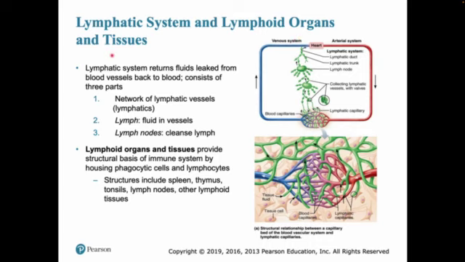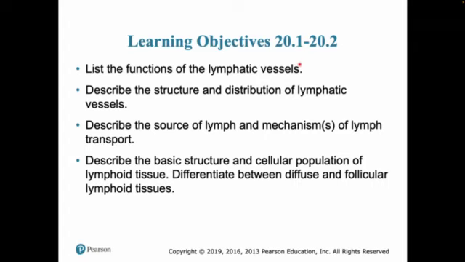It has three components, three parts: the network of lymphatic vessels, or the lymphatics actually, all the vessels; the fluid itself that passes through this; and then the lymph nodes that are present in them. And then there are a couple of associated lymphoid organs and tissues like spleen, thymus, tonsils, and others, right? So we'll first talk about the functions of lymphatic vessels, their structure, distribution, lymph nodes, the mechanism of lymph transport, and then finally about lymph tissues.